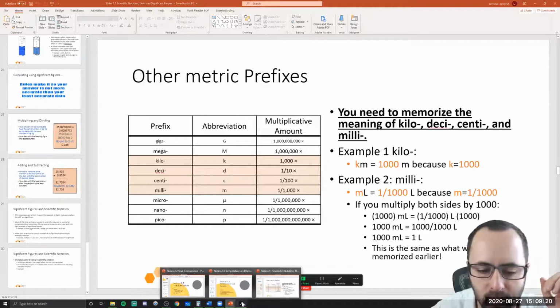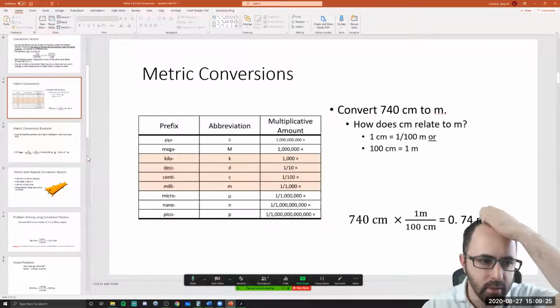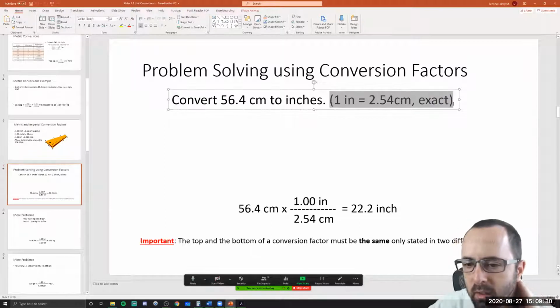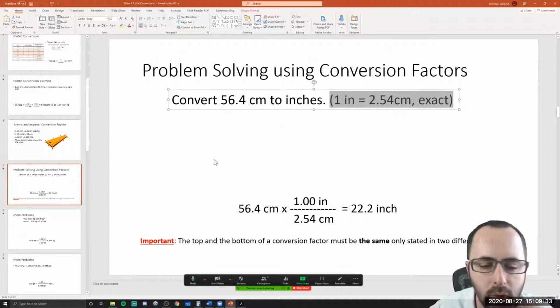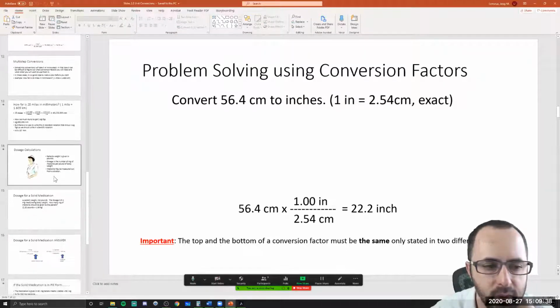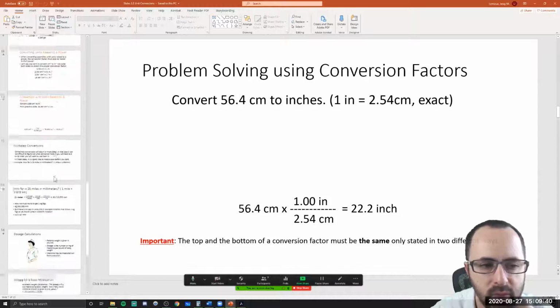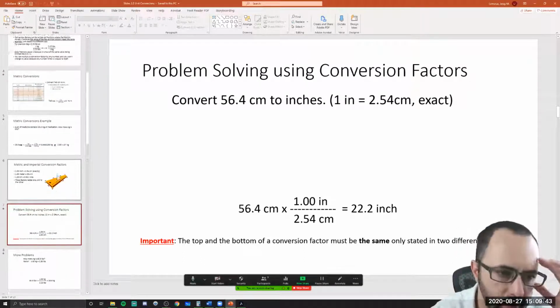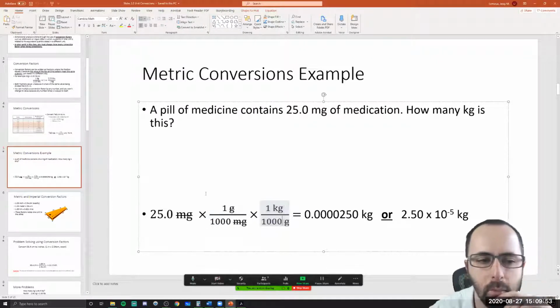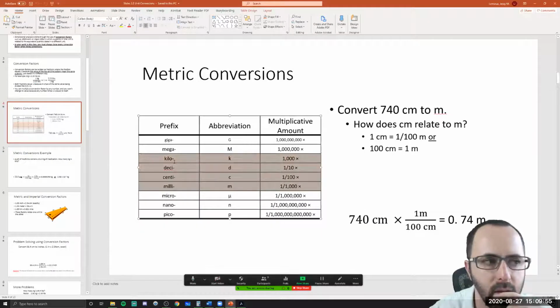So when we do a conversion like this one right here, I give you the relationship between inches and centimeters. The only ones I won't give you are the relationships between metric units themselves. So I won't tell you, for example, that there's 1,000 milligrams in a gram, like right here. Notice in this problem, I didn't give you that 1 gram is 1,000 milligrams or that 1 kilogram is 1,000 grams. I expect you to have that memorized.